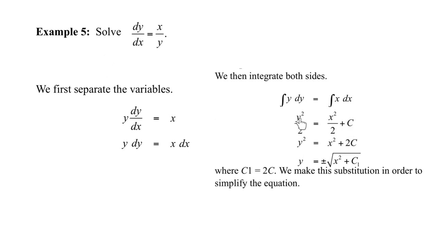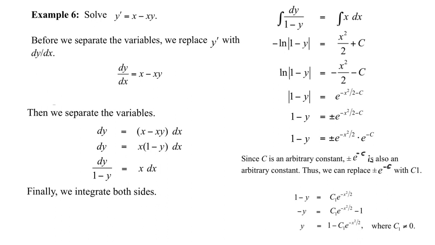So now we need to solve for y. So multiply both sides by 2. So this 2 will cancel. In order to solve for y, take the square root on both sides. So y equals plus or minus the square root of x squared plus 2c, and replace this 2c by c1. In this example, the question is just saying solve. That means we need to find a solution to this equation. That means a function y which satisfies this differential equation.